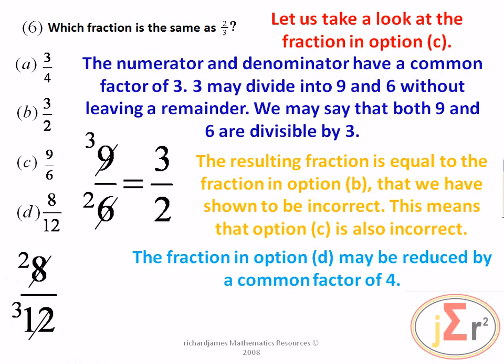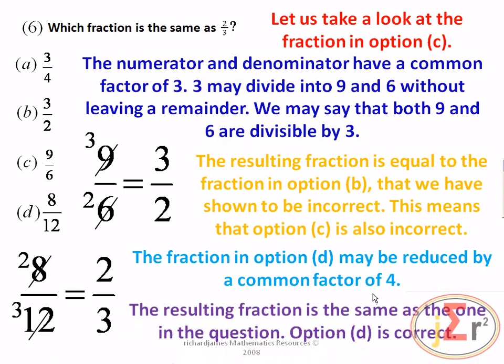So what is our answer? Right. So we have 2 over 3, or 2/3, when we reduce the answer in option D. And it turns out to be the exact one that we have right here. Therefore, option D is correct. So the resulting fraction is the same as the one in the question. So option D is correct.